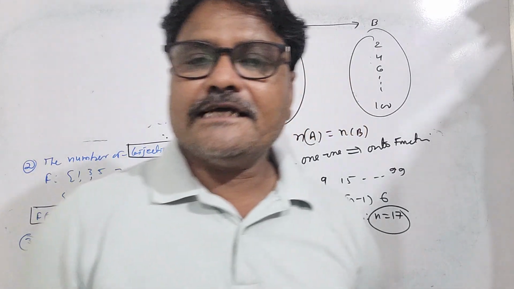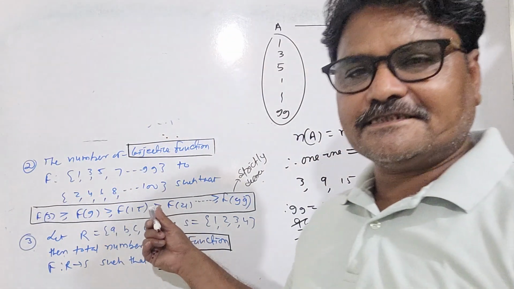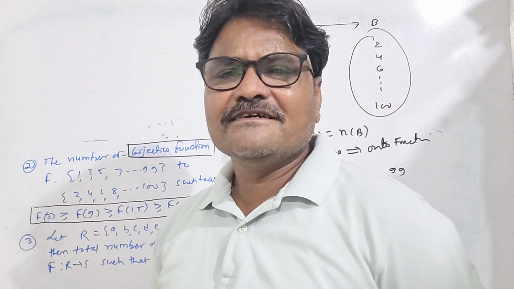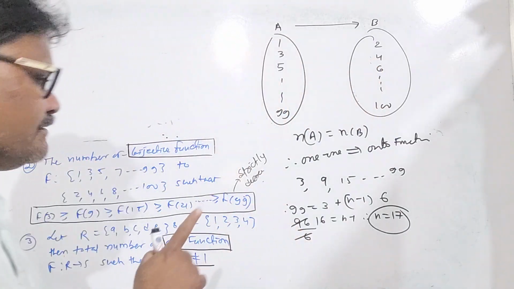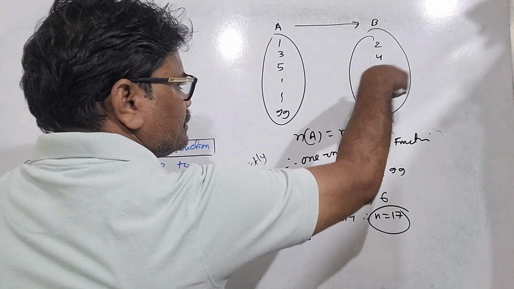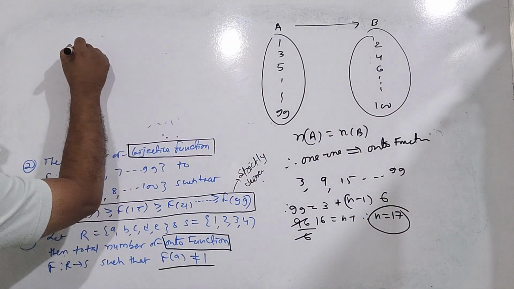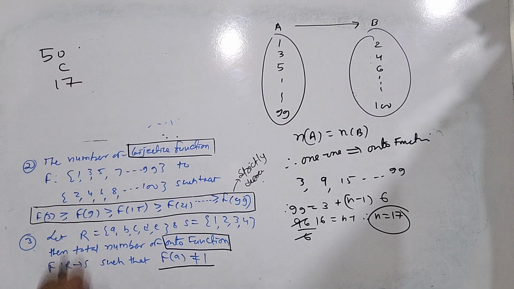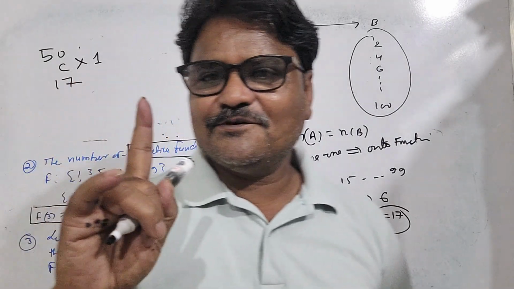You can easily calculate that these are 17 elements, that is 3, 9, 15, 21 up to 99. These 17 elements have to be arranged in such a way that this condition is satisfied, that is only greater than. Correct? And that can be done in only one way. So therefore we have to select 17 elements out of these 50 elements first. So I am selecting 17 out of 50 and then arranging them, and the number of ways of arrangement which follows this rule is only one.